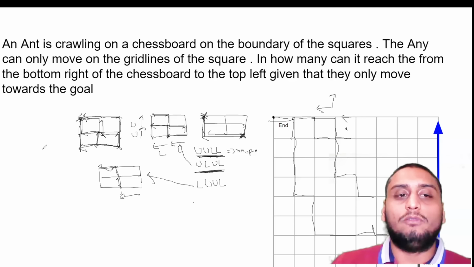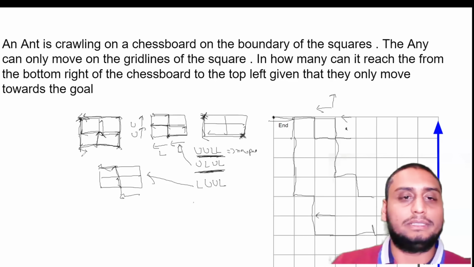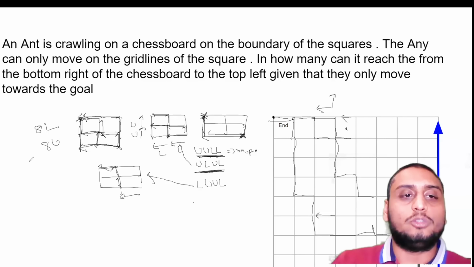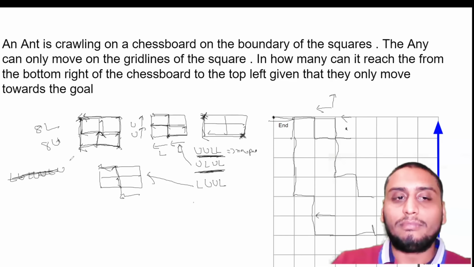So for a chessboard, how many lefts does it have to go to reach the end left part? How many times does it have to go left? 8 times, correct. Because the chessboard has 8 boxes and on top also it has to go 8 times. So basically any combination of 8 times L and 8 times U would be your unique path. So total number of paths would be: you have to arrange 8L and 8U in a sequential order. So there will be 16 elements, out of which 8 are L.